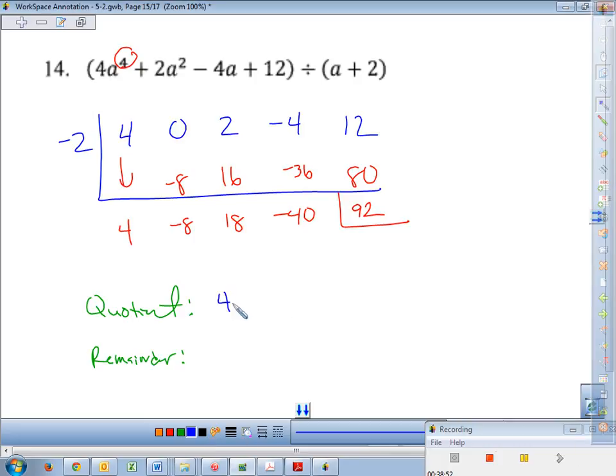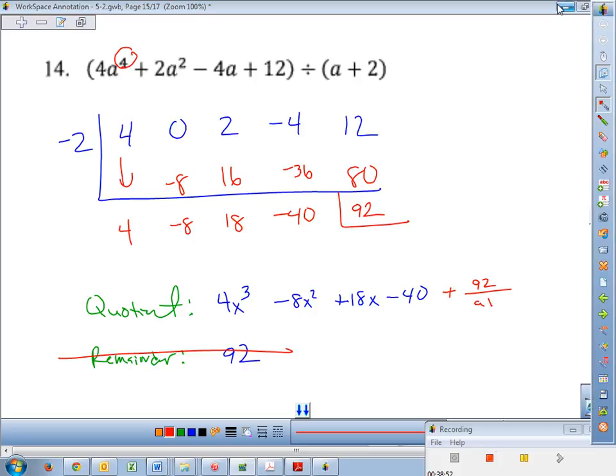Four x what? Cubed. Because it was originally a 4th power, it just knocks it down 1, right? It's a 3rd power minus 8x squared plus 18x minus 40, and then the remainder is 92. This is how I want it. That's all we got to put. You may see it written like this. If this part wasn't there, you'd say plus 92 over what? x plus 2. That's how a lot of times you'll see a remainder. It's like 92 over that, but we'll do it this way.